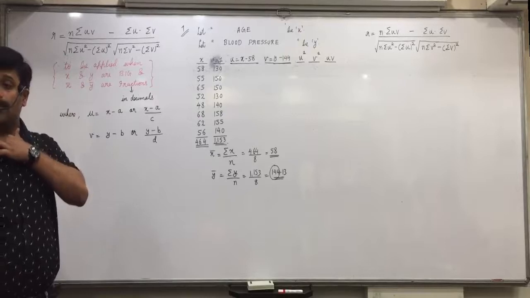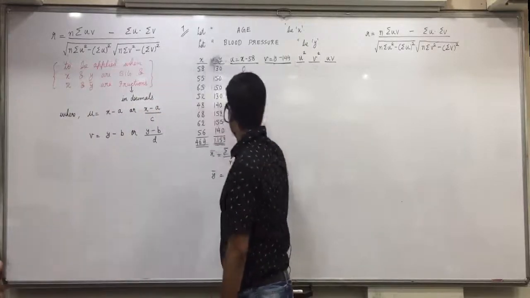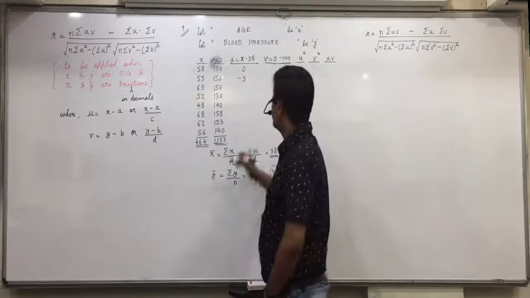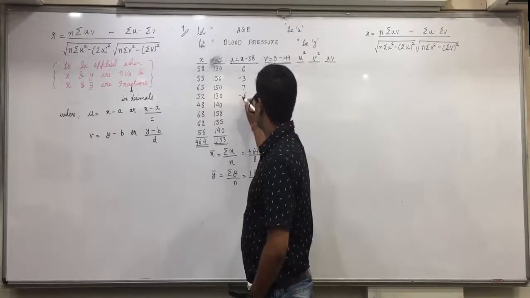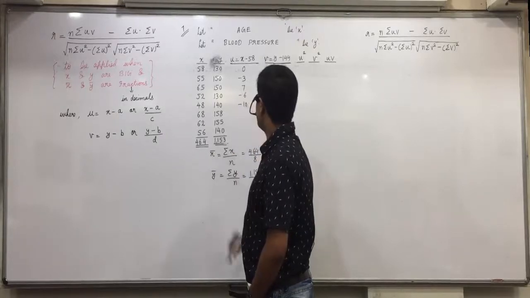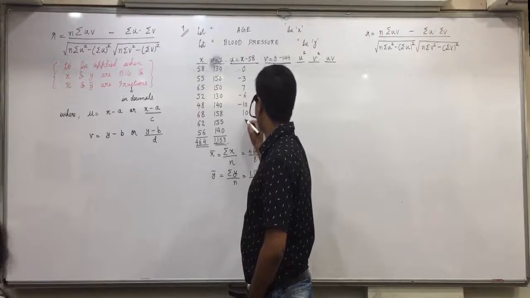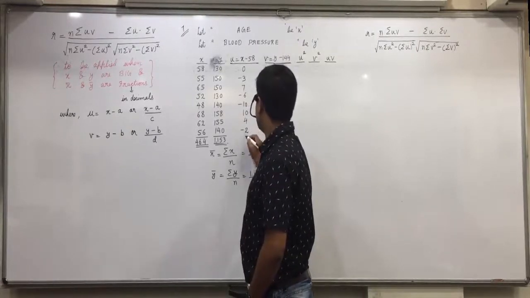Vidatri, tell me the values of U. 0. Yes, 58 minus 58, 0. 55 minus 58, minus 3. 65 minus 58, 7. 52 minus 58, minus 6. 48 minus 58, minus 10. 68 minus 58, 10. 62 minus 58, 4. 56 minus 58, minus 2. Here it should come 0.